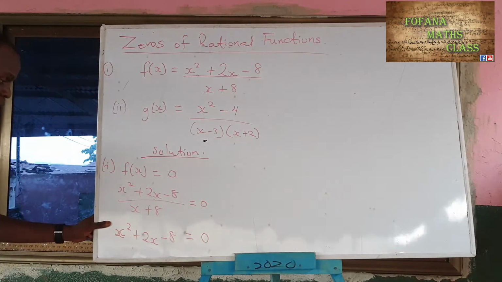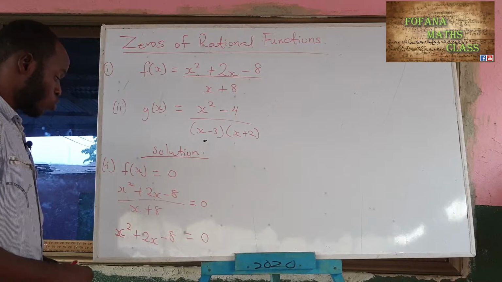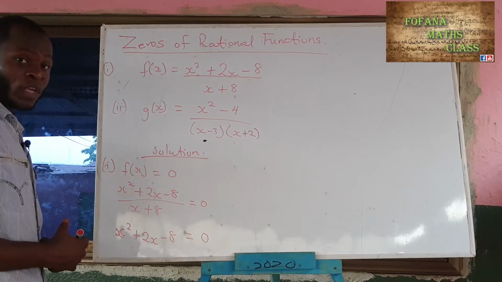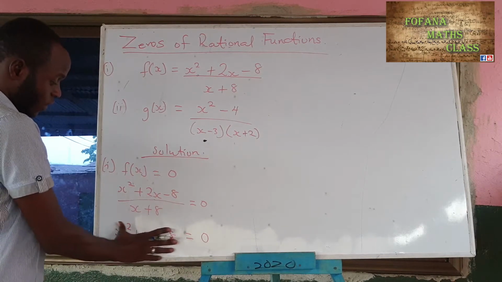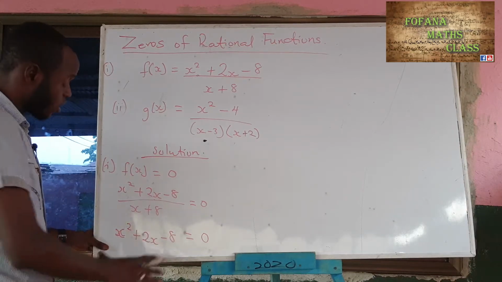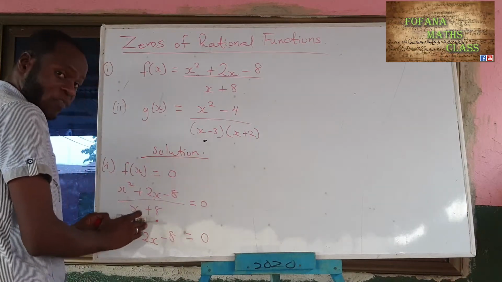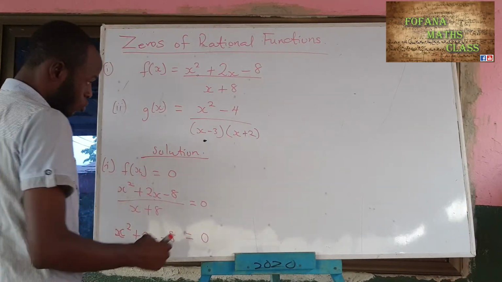All right, now from here we solve for the unknown variable, which is x. So there we will have to factorize this quadratic. This is a quadratic equation, so we factorize it. After factorizing it, we equate each of the factors to 0, then we solve for x. So this is what I mean.